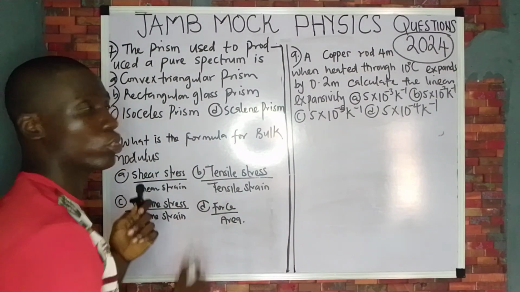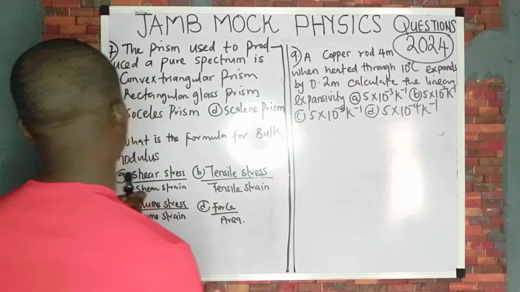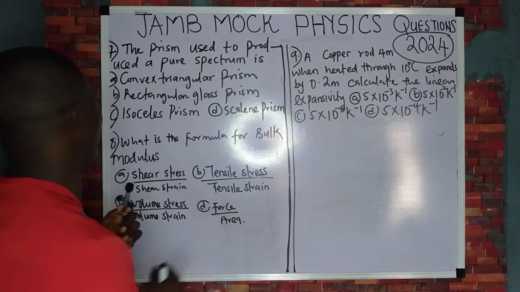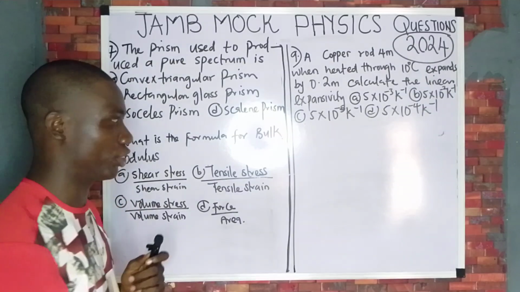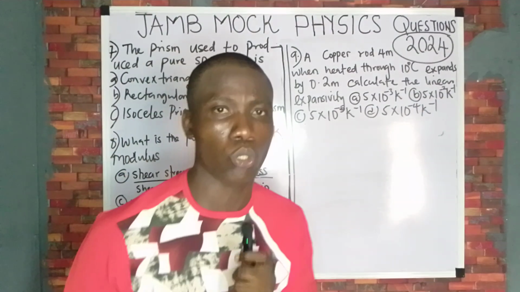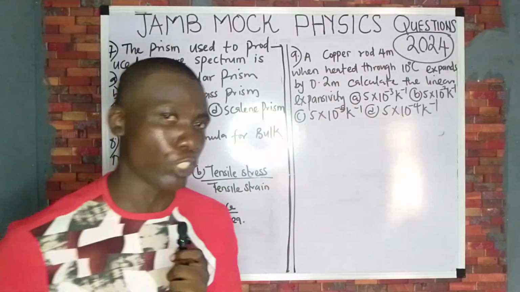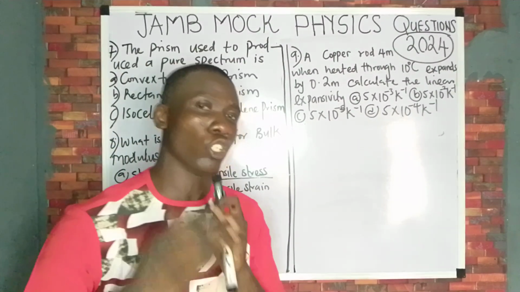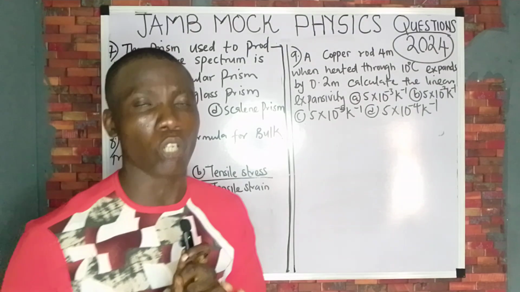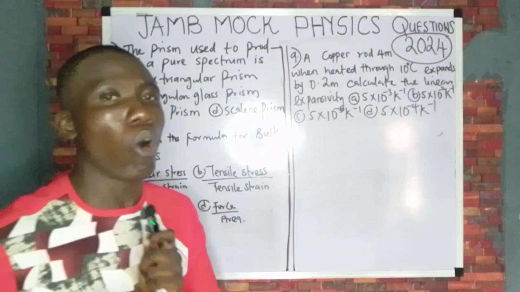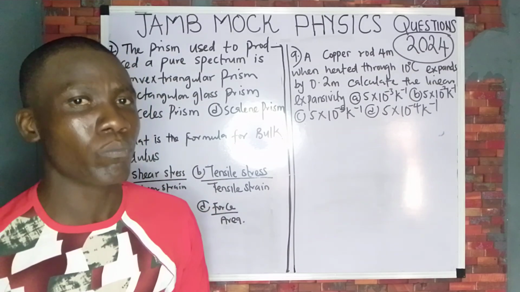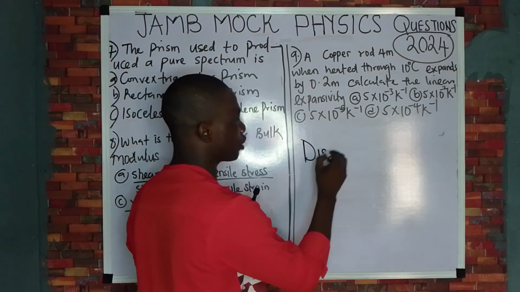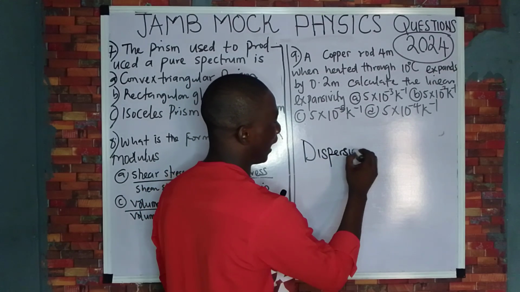Now let's quickly go into what we have for today. The prism used to produce a pure spectrum is called a dash. Remember, in a refraction experiment, we can make use of a triangular glass prism or a rectangular glass prism. And again, you must have heard of the concept they call dispersion of white light.